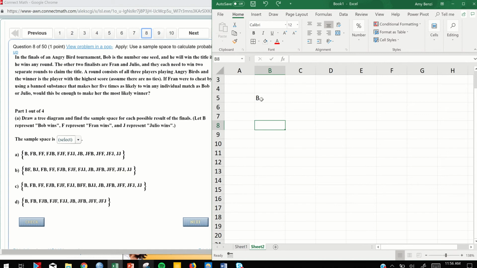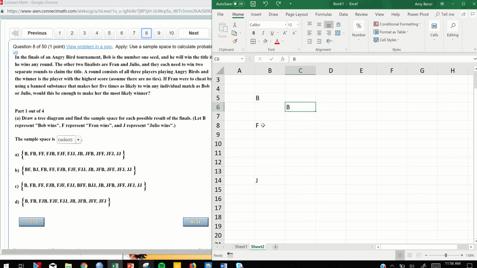First of all, we have Bob. I'm just going to put my 3 letters up here: Bob, Fran, and Julio. Now, what happens if Bob wins? Well, if Bob wins, it's over. He only needs to win 1 more round. So if Bob wins, we're good. But if Fran wins 1 round, she still needs to win 2 rounds.